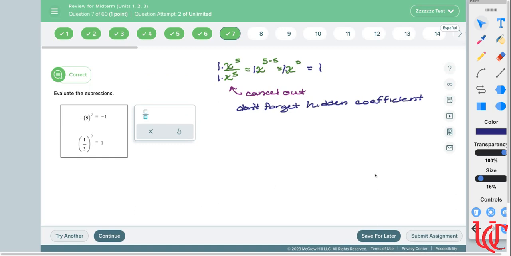Okay, so hopefully those will go pretty quick and easy. Just be careful that the exponent is only attached to what it's attached to, and only that part will become the 1.